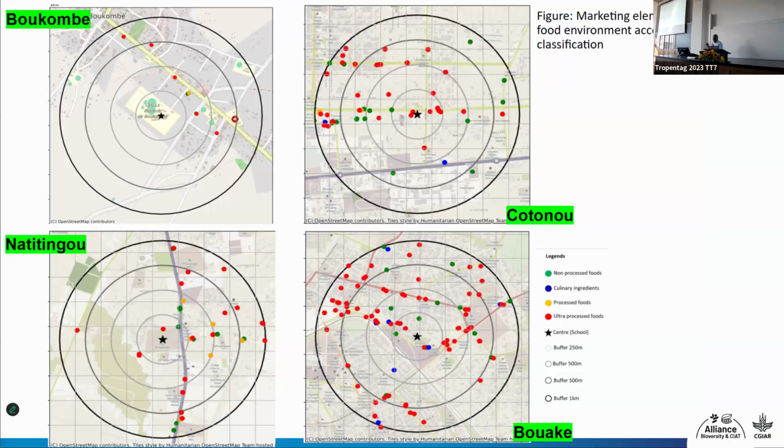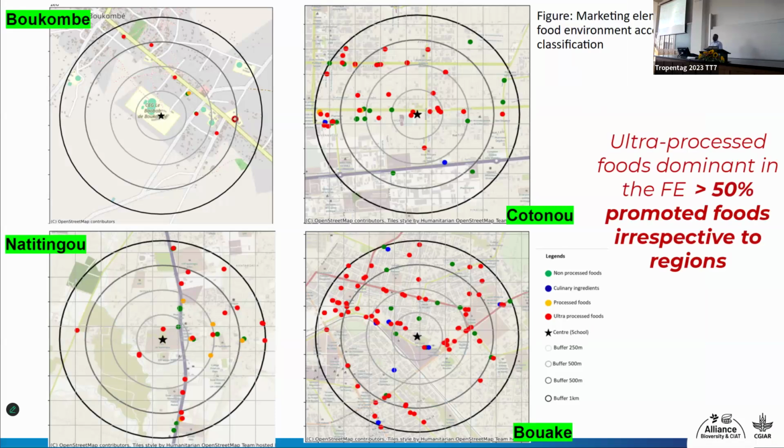This graph is presenting the different maps that we have. Only one element. You'll easily see that the red dots are the most important. So the red dots are representing the ultra-processed food. So we observe that at least 50% of the promoted food within the school food environment was ultra-processed food.